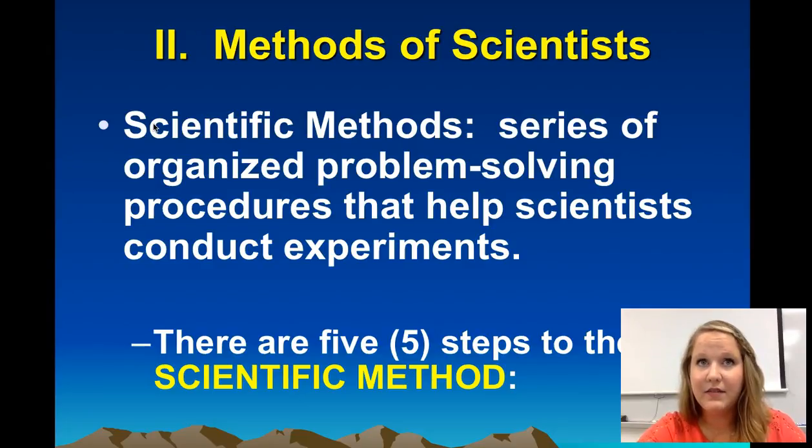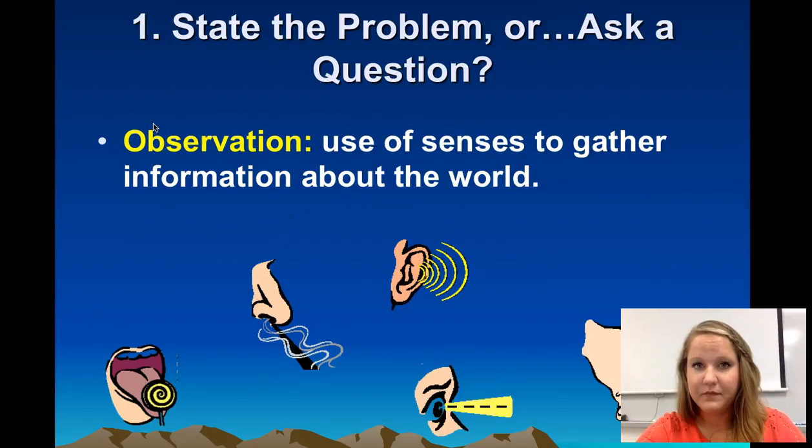So it's really a set of guidelines that scientists use to make sure they're doing their experiments properly, they're reducing their amount of variables, which we'll talk about in a little bit, and that they are actually going to prove or disprove what they are observing or what they have identified as their problem. So there are 5 main steps to the scientific method.